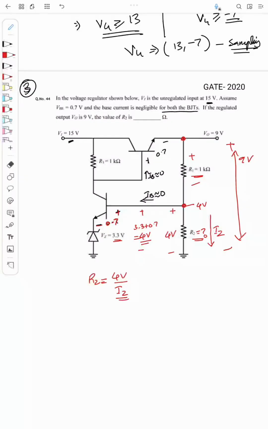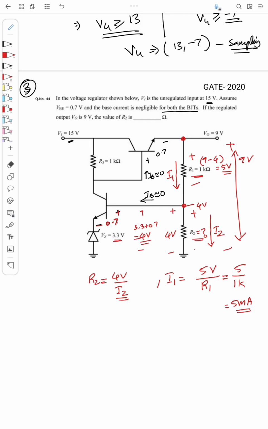The voltage across R1 will be, this point is 4 volt, right? So this should be 5 volt. So 9 minus 4, that equals 5 volt, will be the voltage across R1. Okay, so we can find the current I1 through R1. I1 equals the voltage across R1, that is 5 volt, divided by the resistance R1, 1k. So that is 5 by 1k. So this is 5 milliamps.